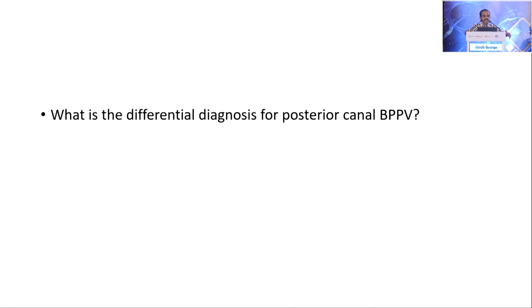For a typical patient with posterior canal BPPV who has a vertical torsional nystagmus that comes after a latent period of say 10 or 15 seconds, there is no differential diagnosis. So this is one condition in medicine where there is absolutely no differential diagnosis. There is no need for imaging for the classic posterior canal BPPV, whereas if it is geotropic or horizontal canal BPPV, it could still be some other problem.